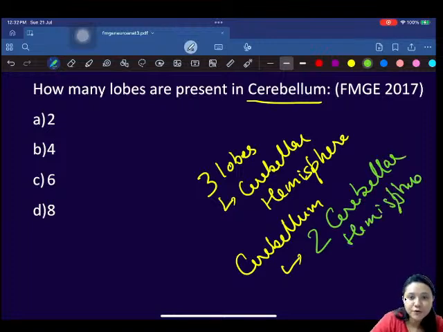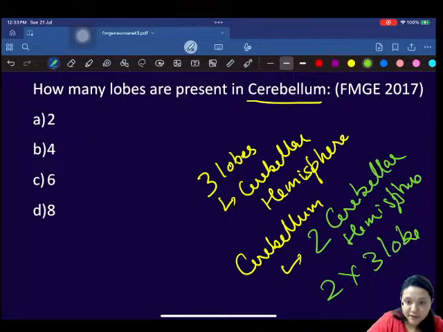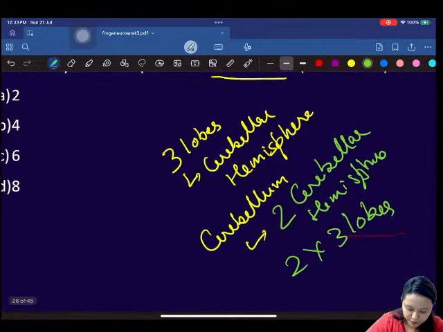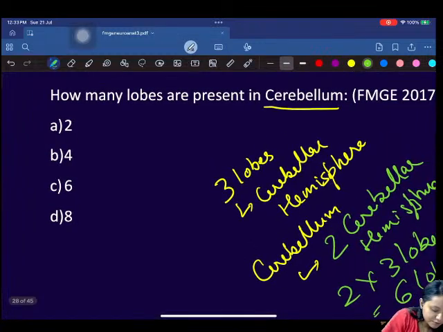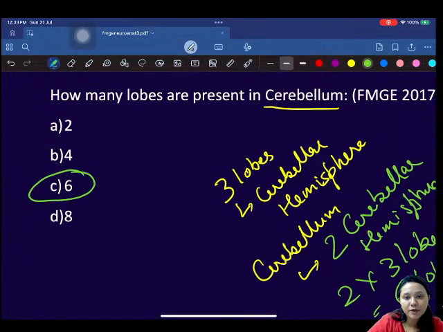So they have asked the question, cerebellum. Two cerebellar hemispheres means you have 6 lobes total, both sides. What, 3 on this side, 3 on that side. So the answer will be your 6 lobes. Okay, it's a tricky question. They have asked you about cerebellum.